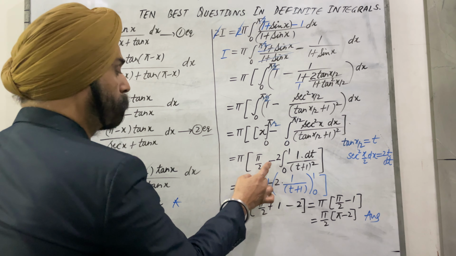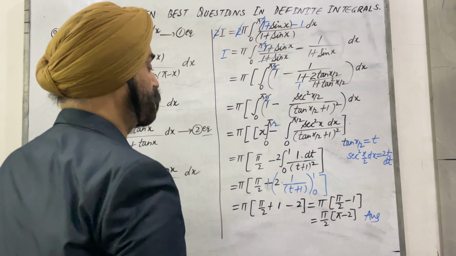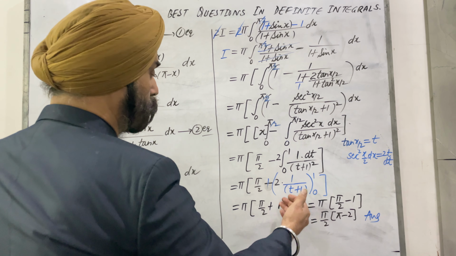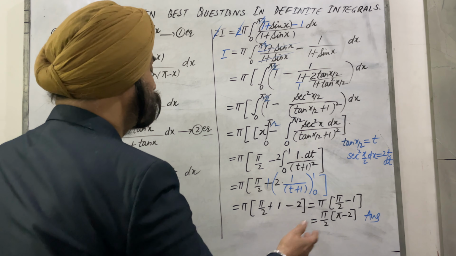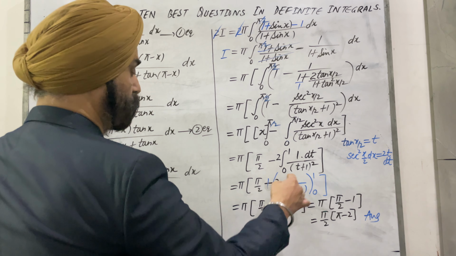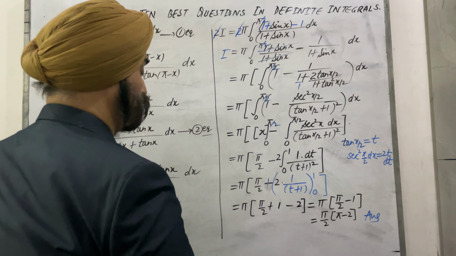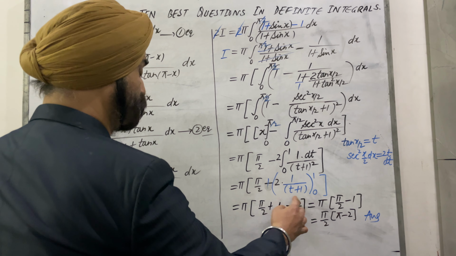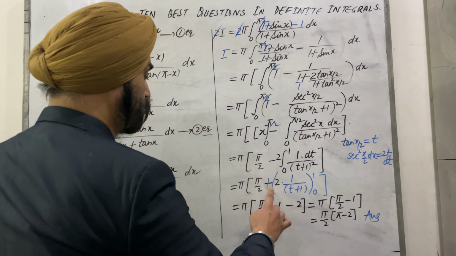Now watch it carefully. Minus 1 upon (t plus 1) whole square is the derivative of 1 upon 1 plus t, or 1 upon t plus 1. So integration of minus 1 upon (t plus 1) whole square is minus 1 upon t plus 1. So this minus sign is being converted to plus 1 upon t plus 1. And limits of integration remaining the same, 0 to 1. You can replace t by 1 in the first portion, and in the second portion t by 0. So we get pi here as it is, pi by 2 here, this sign is plus sign.